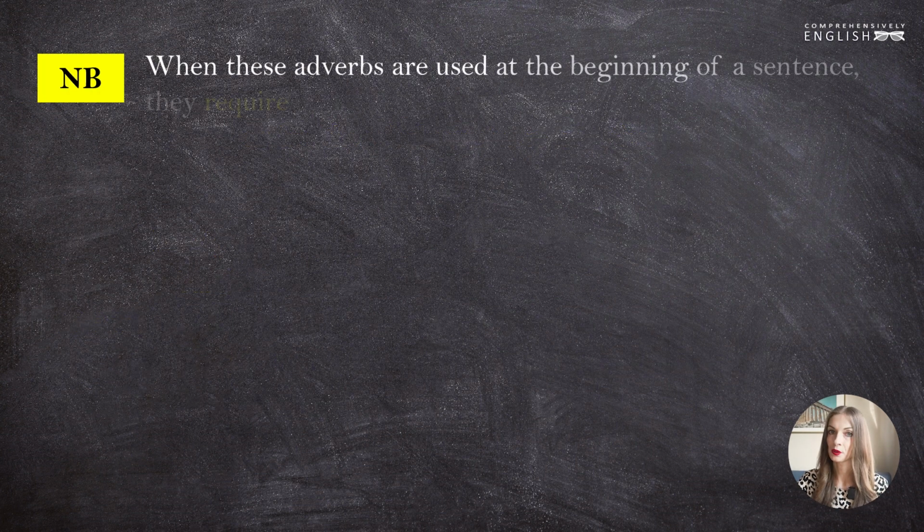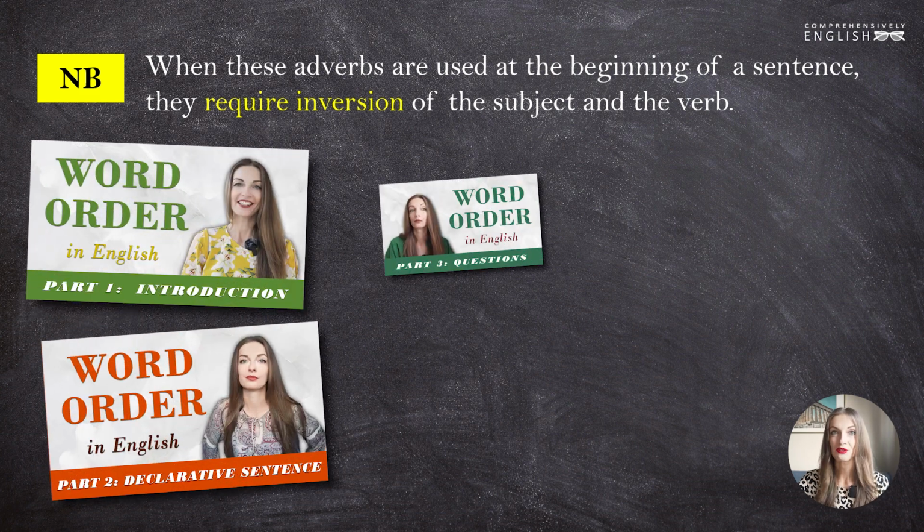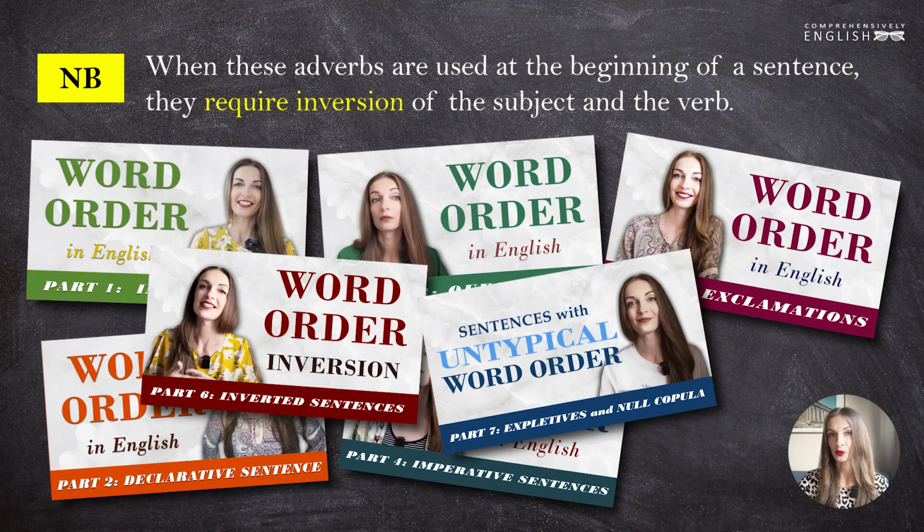Sometimes, when these adverbs are used at the beginning of the sentence, they require inversion of the subject and the verb. I say sometimes because that happens when you have auxiliary verbs. Otherwise, inversion is impossible. What is inversion? Inversion takes place when we invert the normal subject-verb-word order. By the way, I have a series of videos about the word order in English. The links to them you can find in the description to this video.